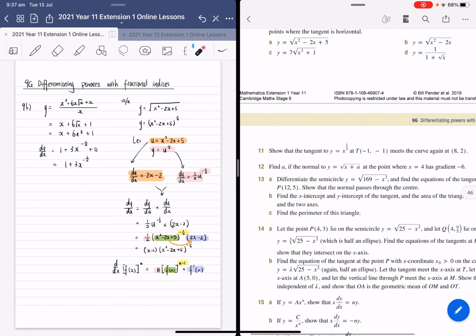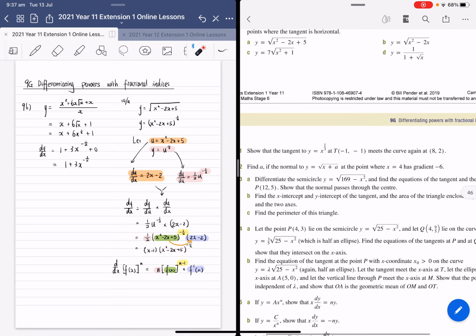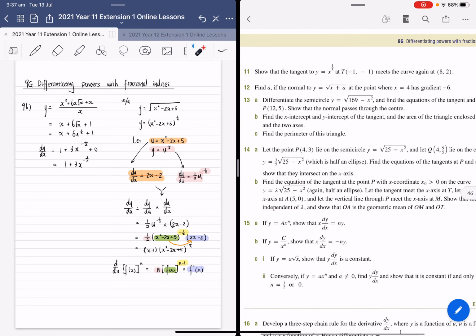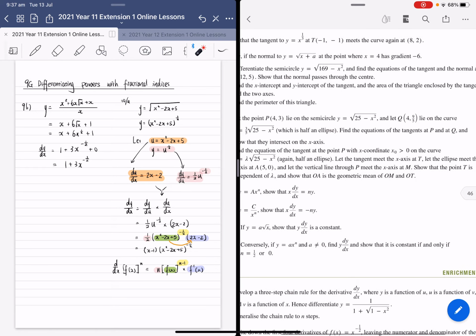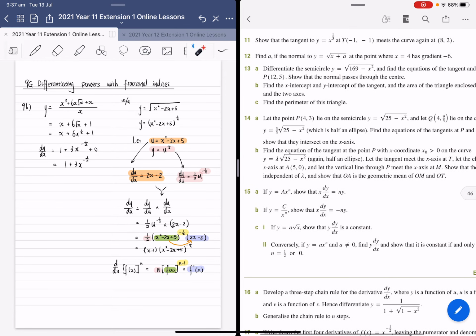All right, so let's move on to something more towards an application type. Maybe we can do question 14a. Let's do question 14a. I will leave question 14b for you to do.